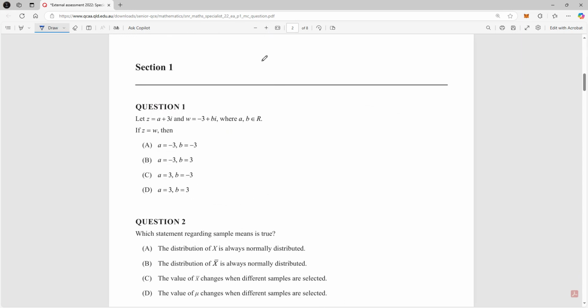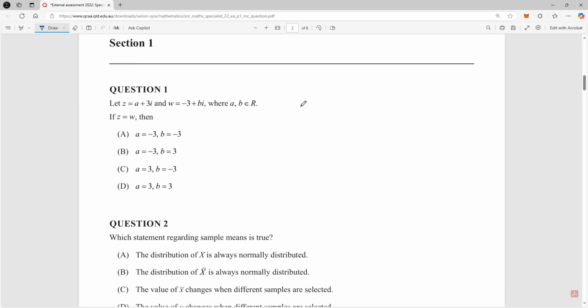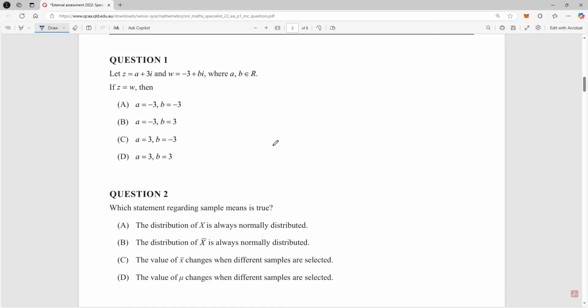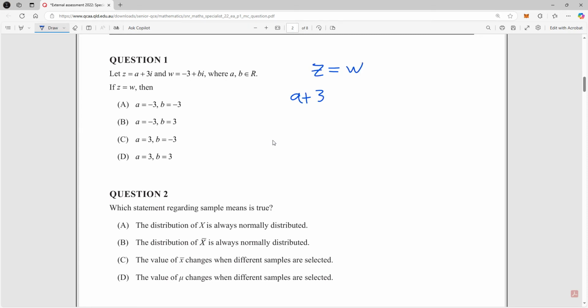So, question 1. Let z equal a plus 3i and w equal -3 plus bi, where a and b are real numbers. If z equals w, then, and then we've got some options here for a and b. Now, this is a ridiculously easy question. We basically just equate these guys here, and we compare the real and imaginary parts. So, z equals w, therefore, a plus 3i equals -3 plus bi, okay?